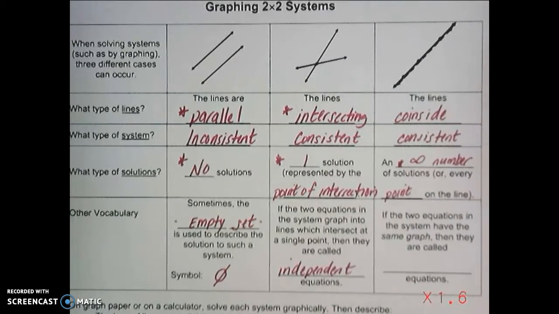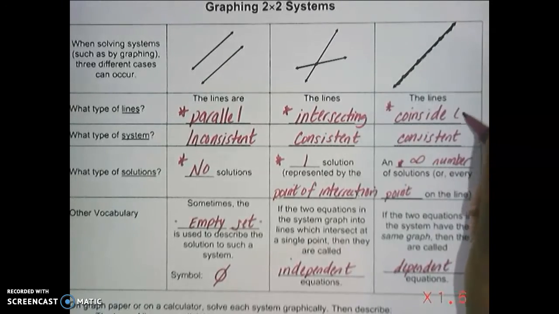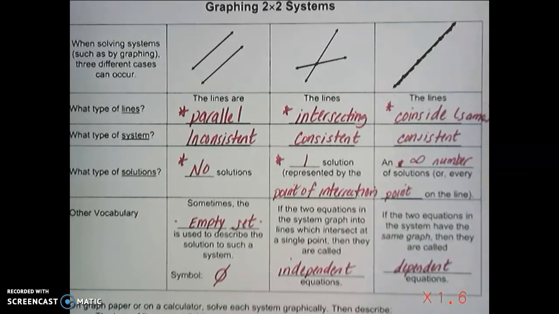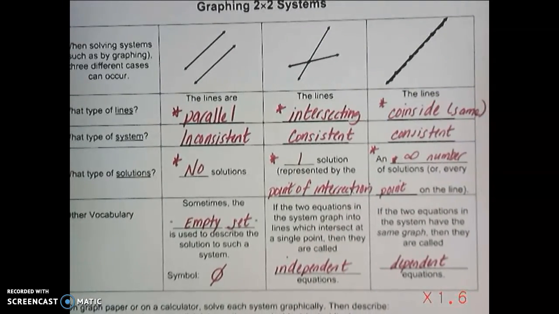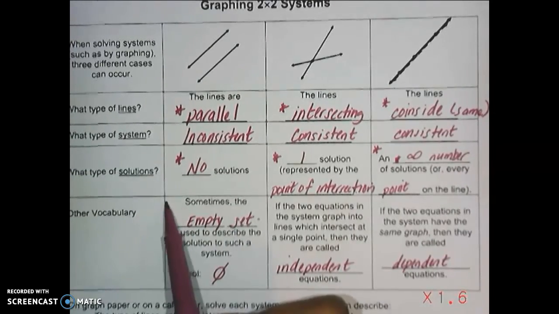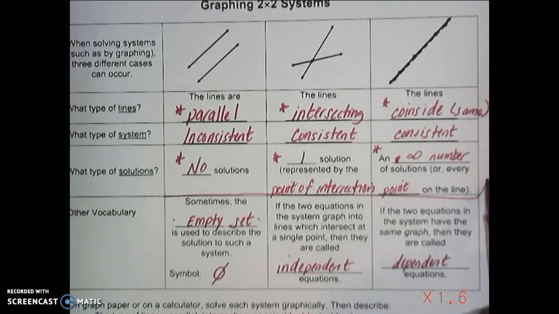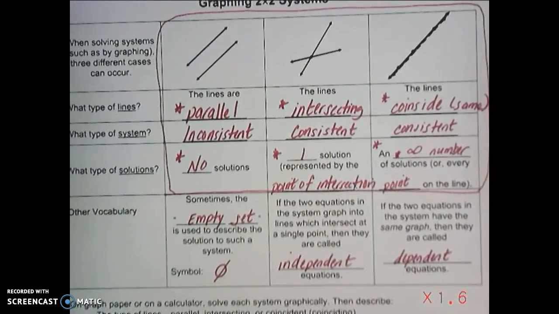Okay. If the two equations in a system have the same graph, then they are called dependent. They depend on each other. All right. But what's most important, if you have lines that coincide, think about that as being lines that are the same, then you're going to have an infinite number of solutions. Okay, that is what's most important about what you have here. So just focus on what you see here as the stars, or the little asterisks, however you want to describe them. But this part right here I would consider to be most important.